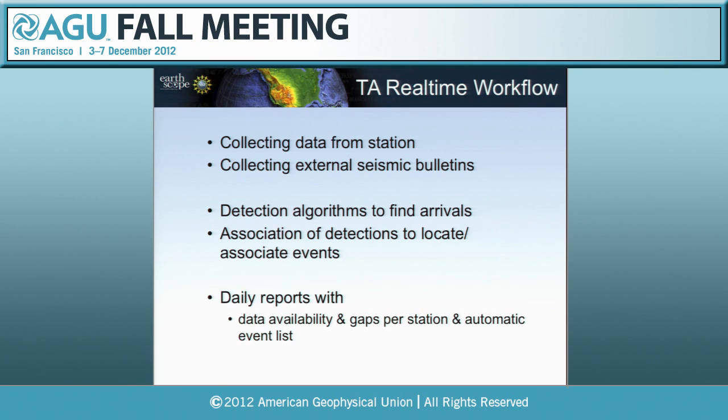Next. So basically, the real-time workflow is: we collect data from the stations in real time. We collect all external catalogs that we can find from the authoritative regional networks. We run a real-time detection algorithm to find the arrivals, and an association of the detections is made to locate and associate with events. We build daily reports with the origins and the events, which also have data availability and data gaps. All the waveform data and all the origins, picks and detections are available and have been used by others also.